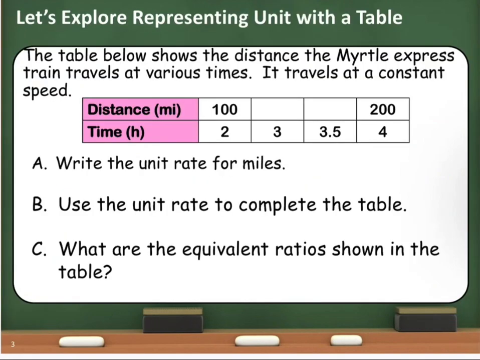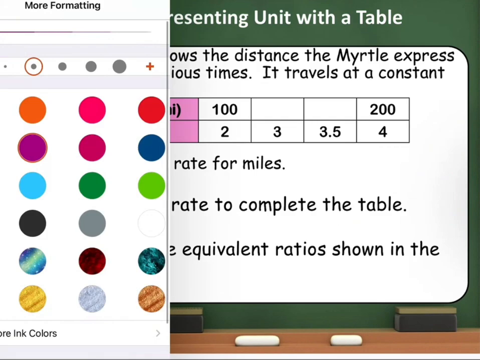So we have a table here, and the table below shows the distance the Myrtle Express train travels at various times. It travels at a constant speed, right? So the rate is constant. We want to use this table to solve it. We're going to have to find the unit rate. And we do that first. We're going to set up a proportion.